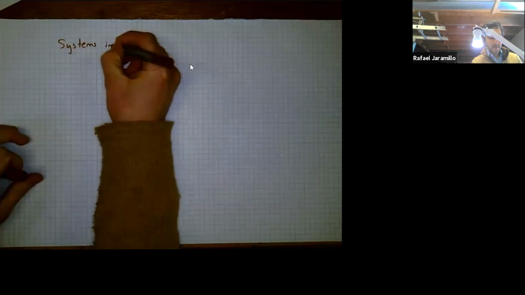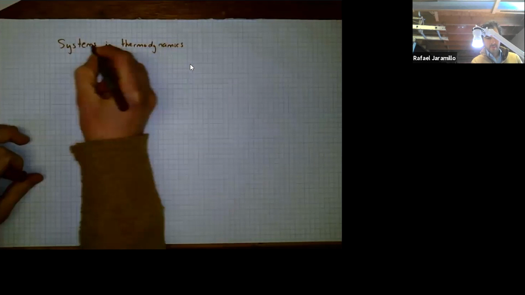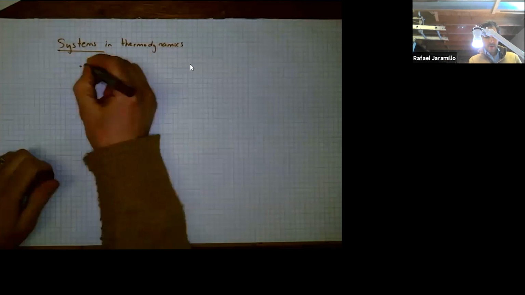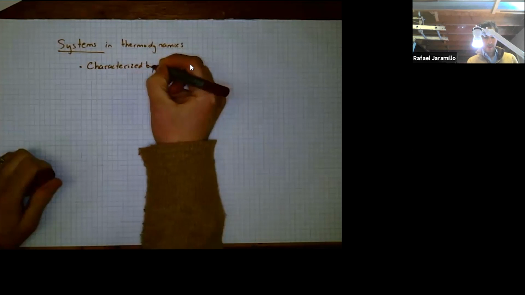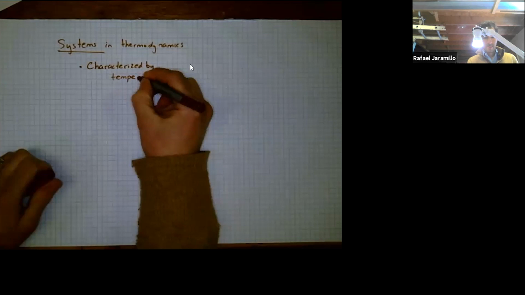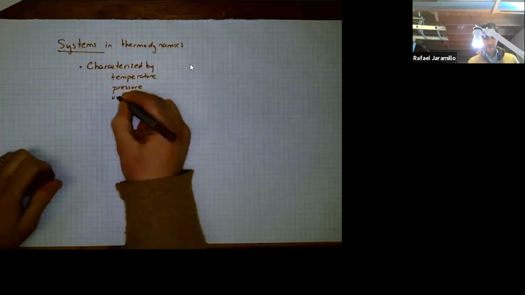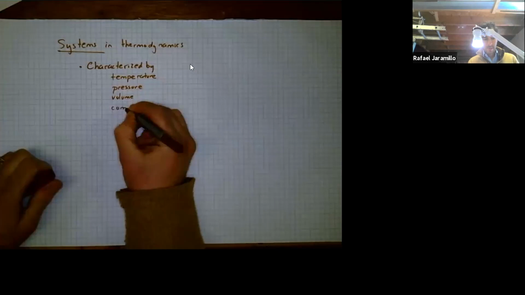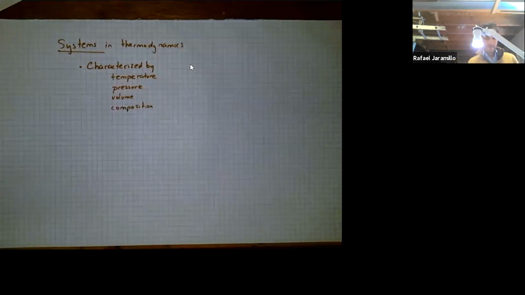All right, next topic, systems in thermodynamics. Systems are characterized by temperature, pressure, volume, and composition. Also, boundaries.